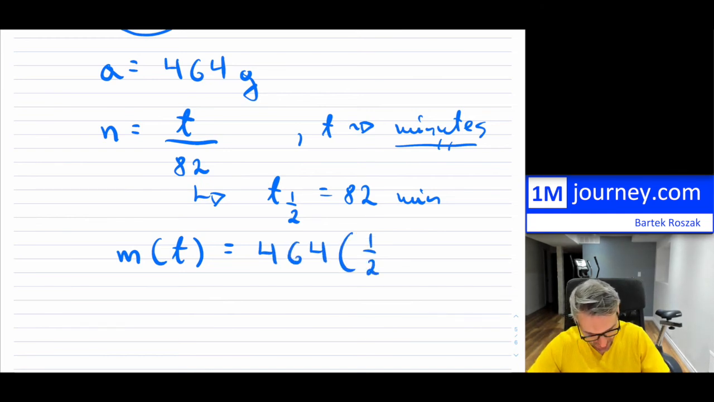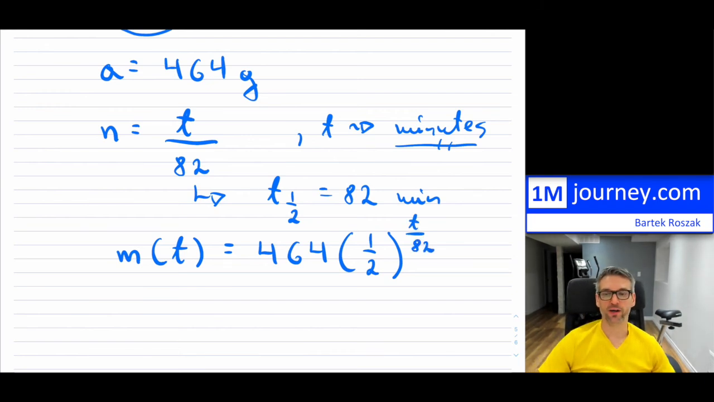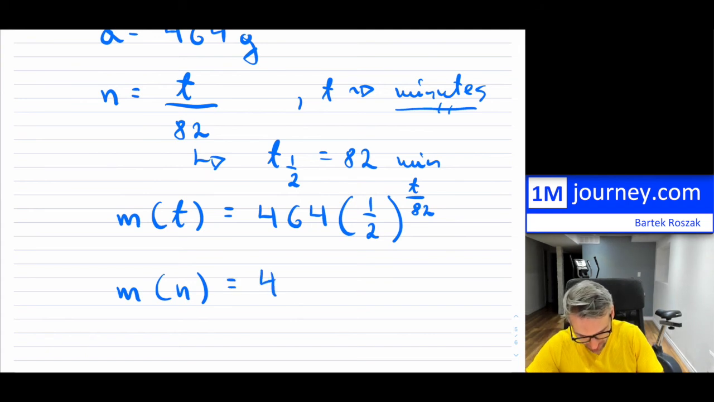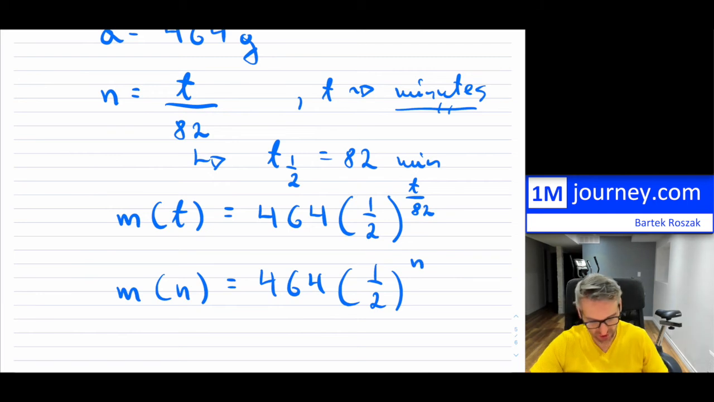It's half-life, so this is always half. And this is going to be t divided by 82, if you want to write it with respect to time. If you want to write it with respect to just periods, which we typically write as n, it would have been the same. It would have looked almost identical, except you would write it like this, if you're just interested in how many periods it has.